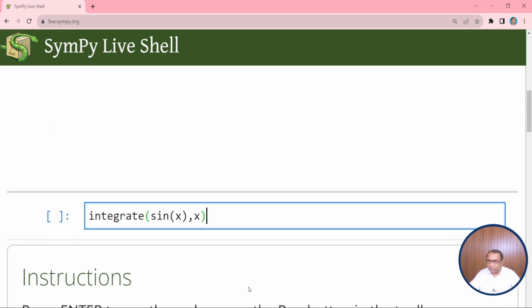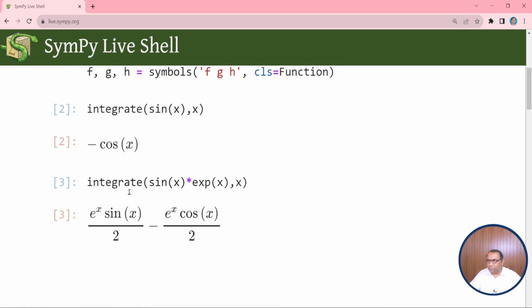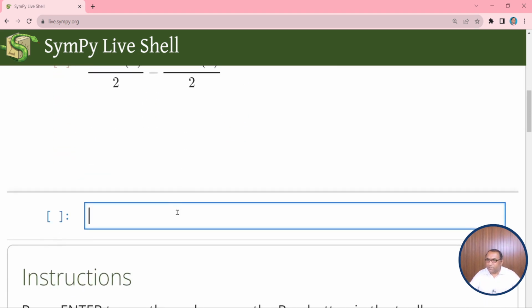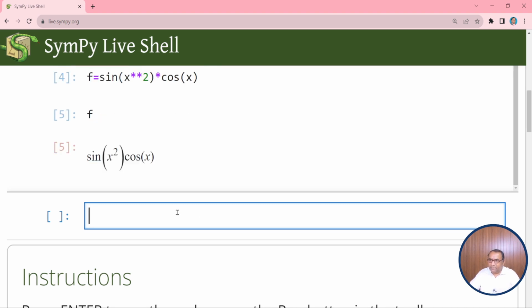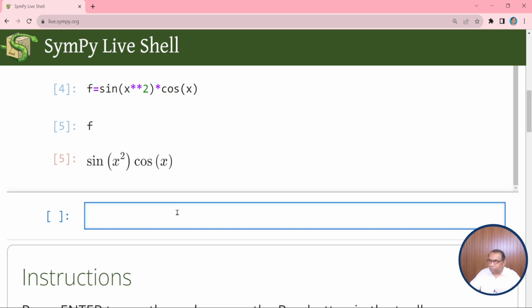Similarly, if you have a product with an exponential function and you want to integrate, then you just need to enter. This is a very simple example I chose at its place for the integration. Now if you have the function f equal to sine x square, then cos x, the product with cos x. This is the function, and if you print, this will return the above function in this form.